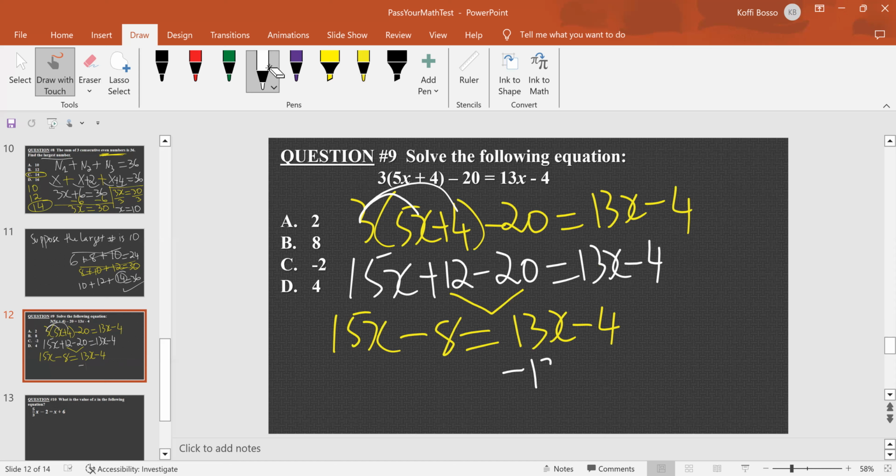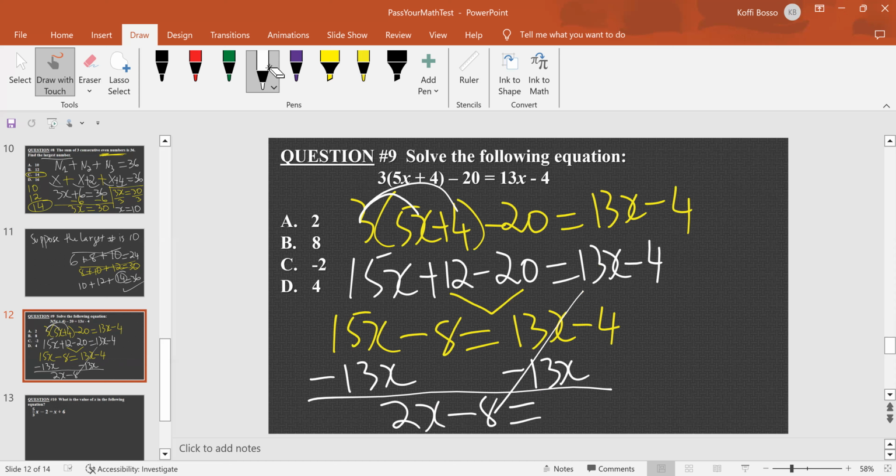So we're going to subtract 13x on both sides. Therefore, we don't have any more x on the right side. And 15x minus 13x is 2x, minus 8 is equal to negative 4. Let's continue. Having this, we will add 8 on both sides.